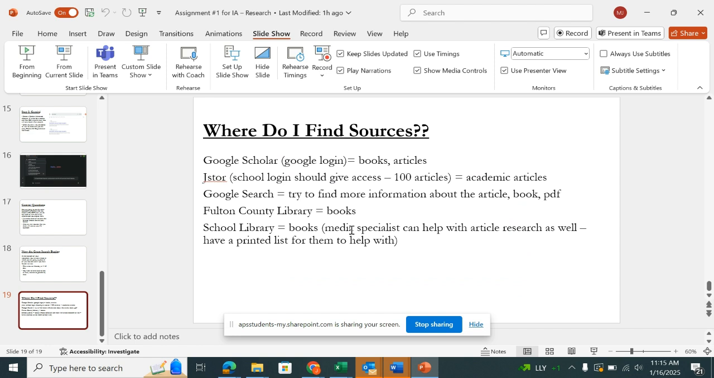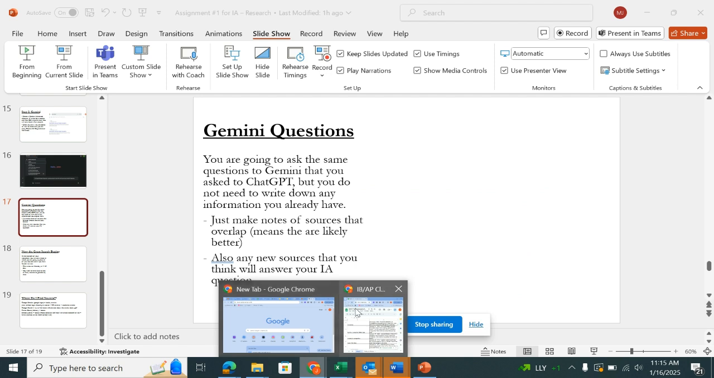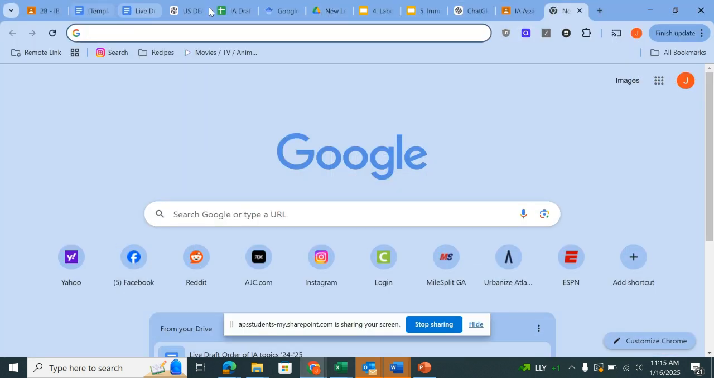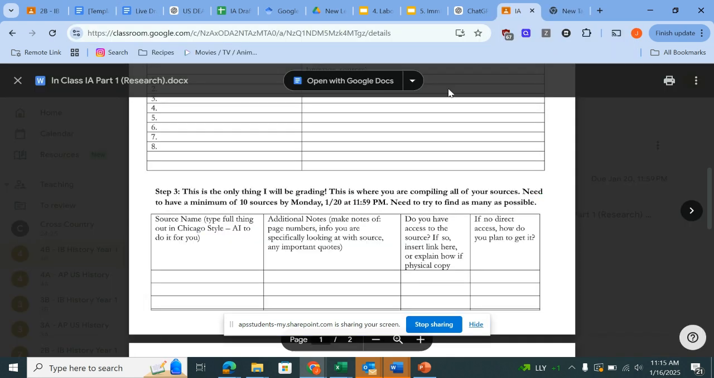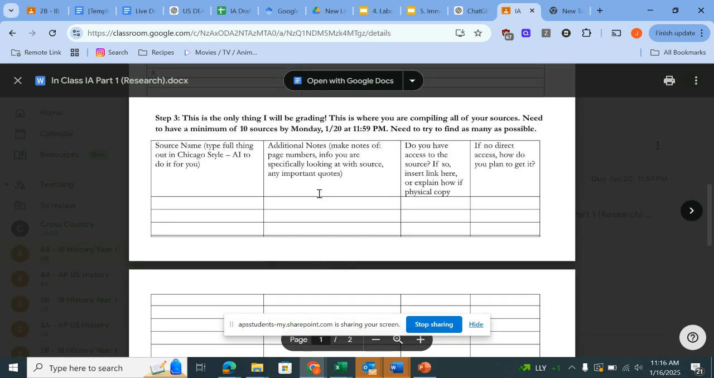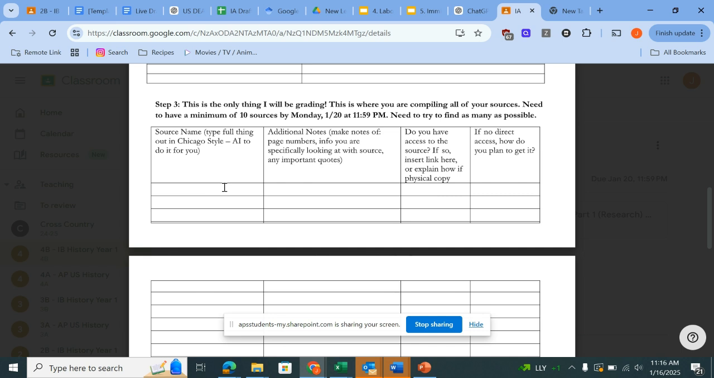So what's due at 11:59 p.m. is going to be this list of academic articles that you have from ChatGPT and from Gemini. At minimum, you're going to need 10. Some of you guys might have 30 or 40.